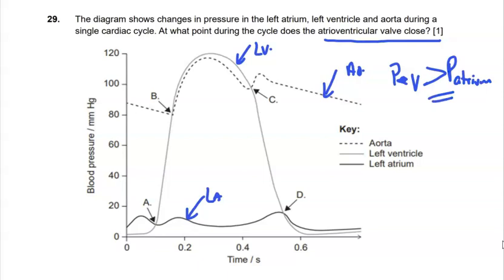So those are the conditions that we need to have, and the solid line here, that needs to be above this one here. So let's go through the options A, B, C, D on the graph. So at point A, we actually do have, I beg your pardon, left ventricle pressure is higher than left atrium, and therefore that would bring about the closure of the atrioventricular valve. So it looks like we're going with A.